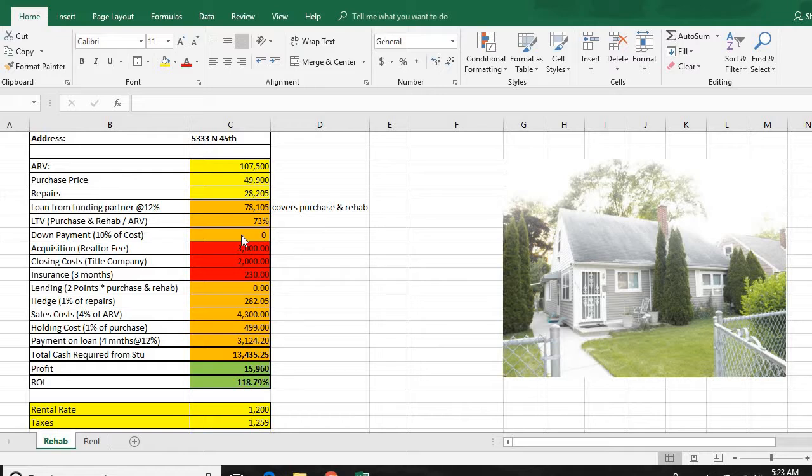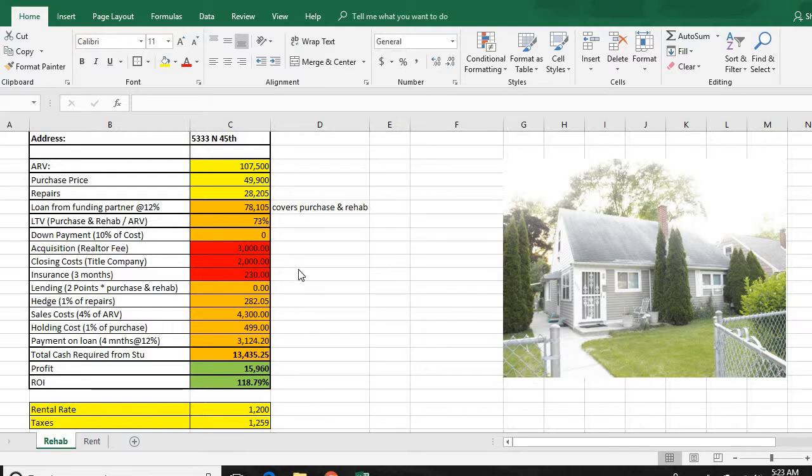We add in a down payment on this one, since we're getting the full loan amount of $78,105. We don't need a down payment, but if you start using hard money loans or conventional loans of some sort, you might have to start doing some down payments. So we just added that into the calculation for if we ever need it. We have an acquisition fee of $3,000 that we pay our realtor for finding the deal and doing all the contract stuff for us. And then we use closing costs for the title company.